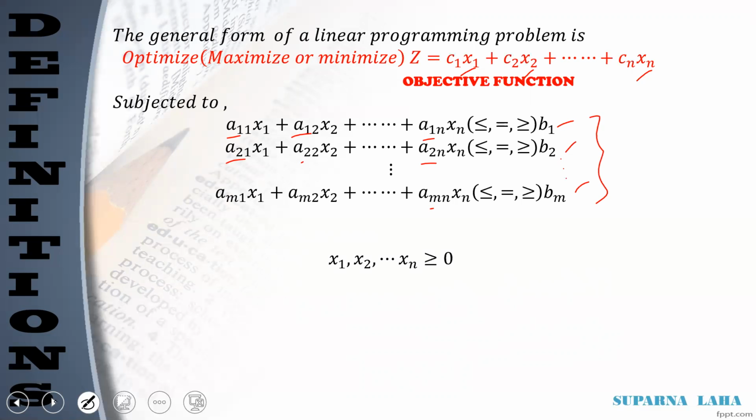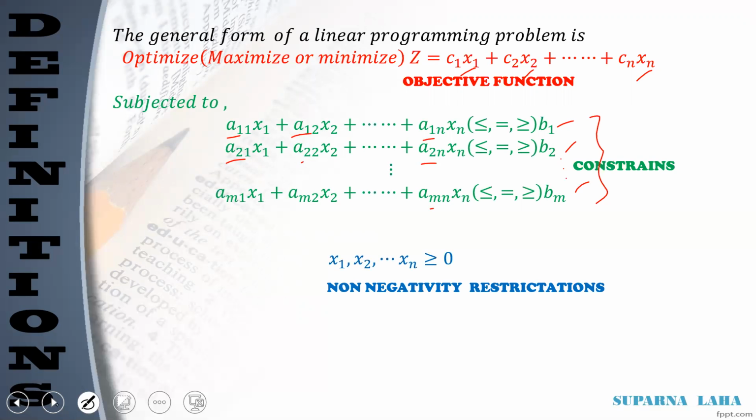This is what we need to optimize, that is, maximize or minimize; the function is called the objective function. Next, the restrictions for this problem are known as constraints. And this is the non-negativity restriction. Okay, x1, x2 up to xn greater than or equal to 0.